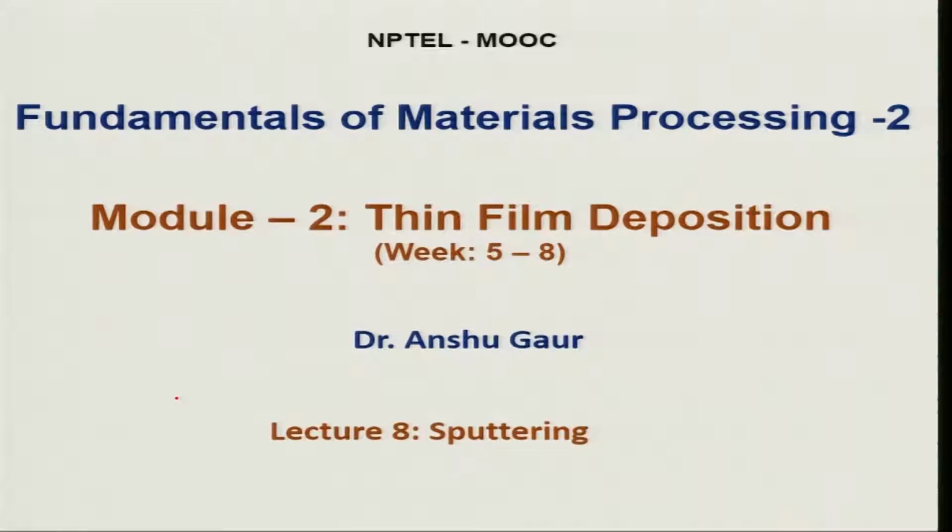Welcome. This is lecture 8 of module 2 on thin film deposition. In the previous two lectures we discussed plasma and plasma physics, and in those lectures we mainly concentrated on how to create plasma and how to sustain plasma. And we also know that plasma consists of electrons, positively charged gas ions, and also neutral species, neutral gas atoms.